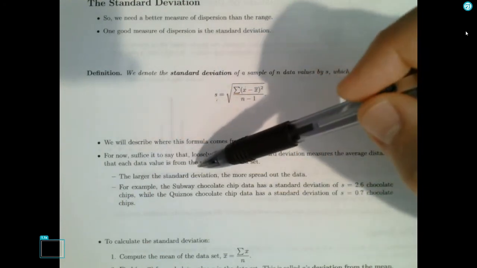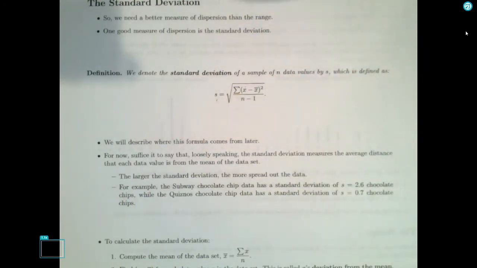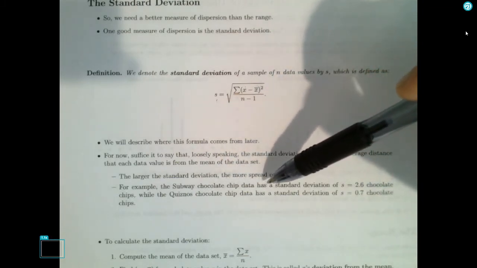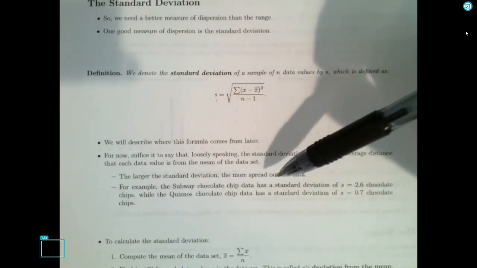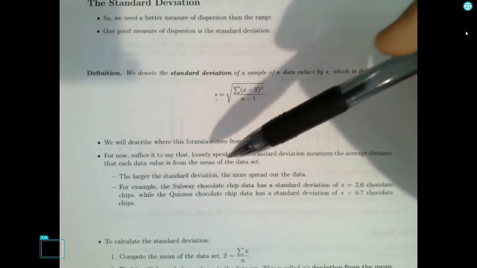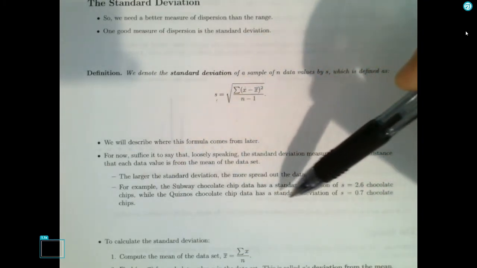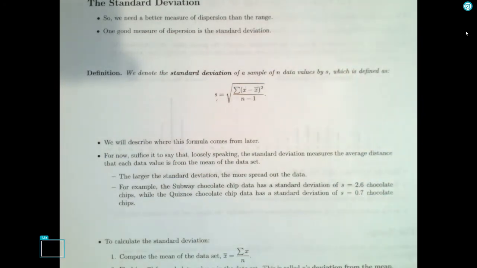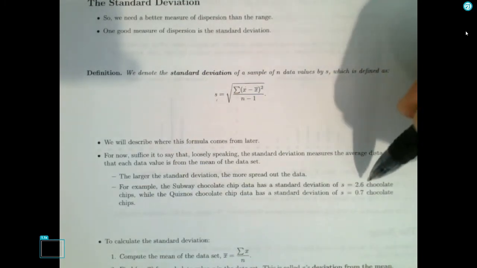Now, the larger the standard deviation is, the more spread out the data is. For example, the Subway chocolate chip data from the previous page, the one that was more spread out, has a standard deviation of 2.6 chocolate chips, while the Quiznos chocolate chip data had a standard deviation of 0.7 chocolate chips. It was much more bunched together. So the standard deviation does a pretty good job of describing how spread out the data is. The bigger it is, the more spread out the data.